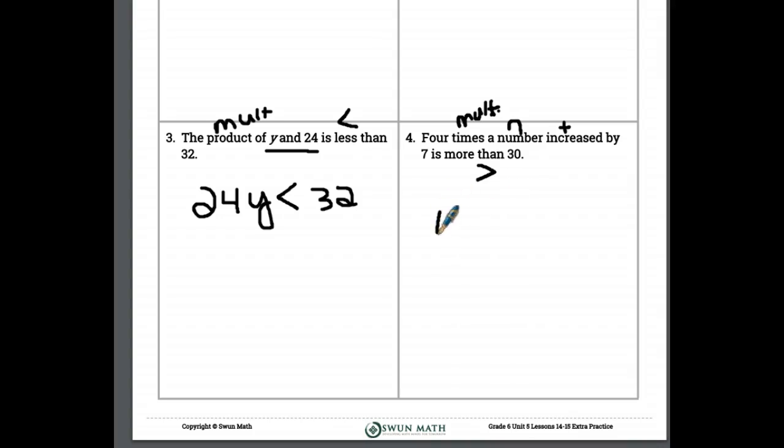And now I'm going to write it out. 4 times a number, n, increased by 7 is more than 30.